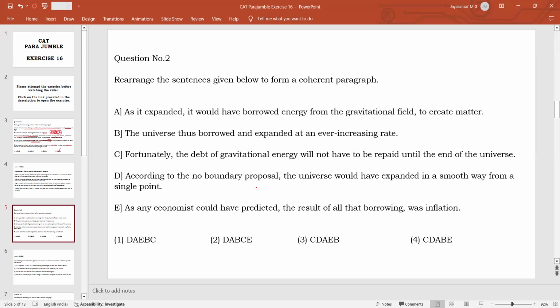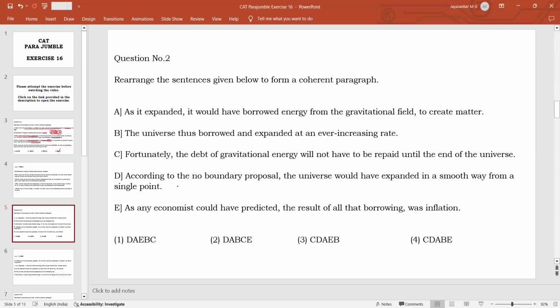So when you repay that energy, what will happen to the universe? The universe will again go back to a single point, because all that expansion has happened because of the borrowed energy. So once the borrowed energy has to be repaid, the universe will become extinct. So this is the idea. So now you have to form the sentences.